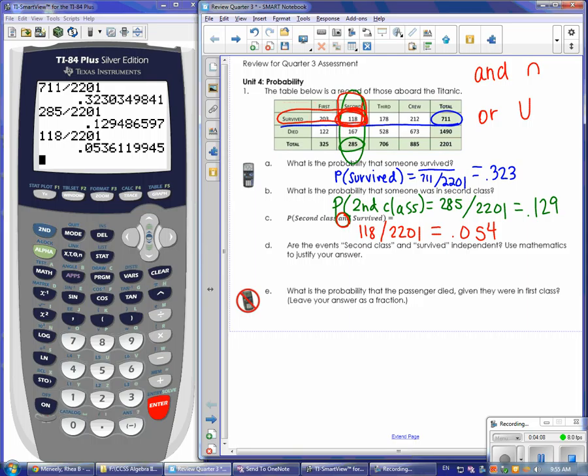And then the next question asks, are the events second class and survived independent? Use mathematics to justify your answer. Well, there's two ways you can do this. You can look at the conditional probabilities and see if they change, or you can look at the probability of both. And basically, we have this rule that says if the probability of A and B is equal to the probability of A times the probability of B, then the two events A and B are independent.